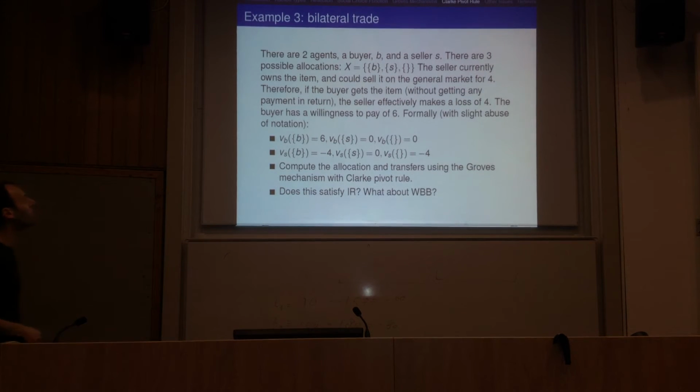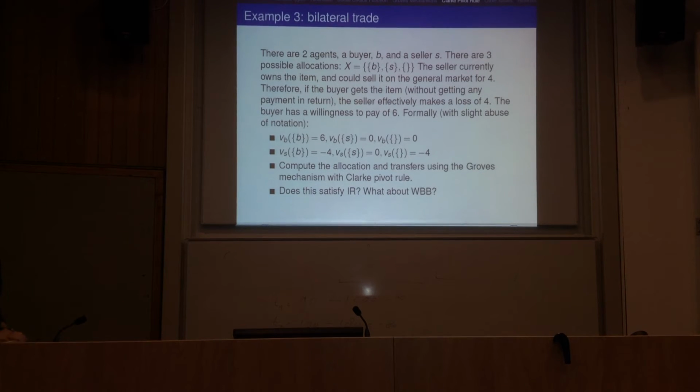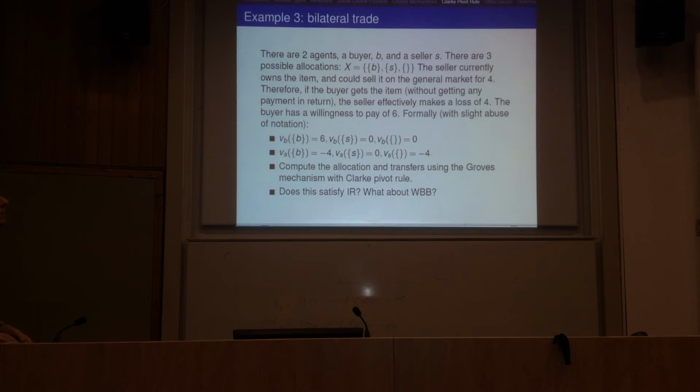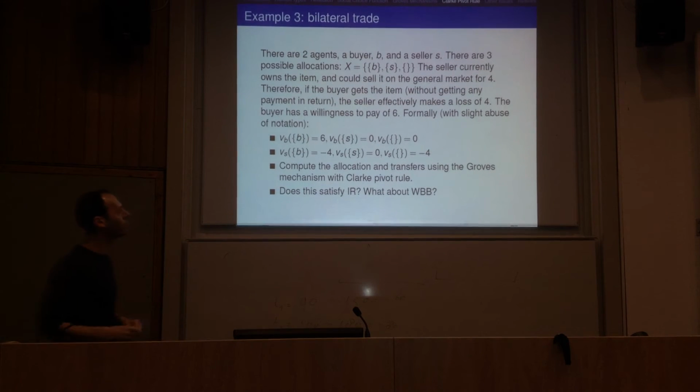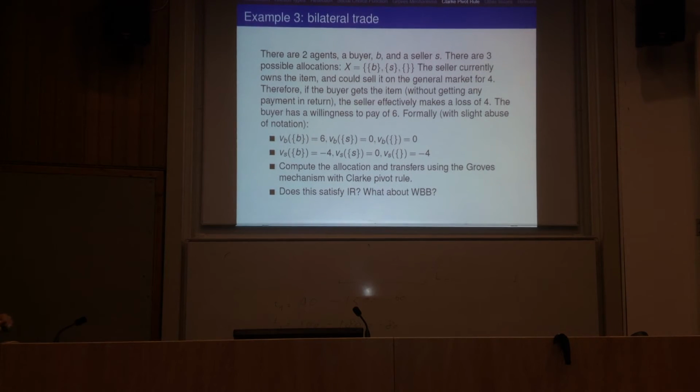Okay. So there are two agents, buyer B and seller S. There are three possible allocations. It goes to buyer B, or it goes to seller S, or it is thrown away. The seller currently owns the item and could sell it on the general market for 4.